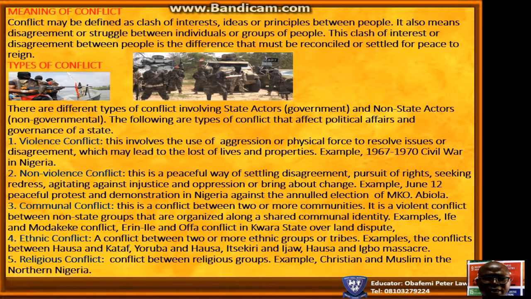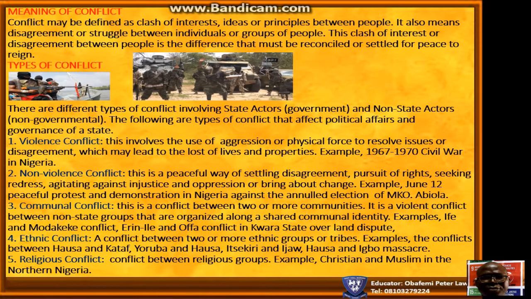But when this conflict is positive, it brings positive results. But when it is negative, as in when it is not appropriately managed, that's when it brings about destruction. And that's why we are looking at this topic that I have to re-emphasize again. So, it also means disagreement or struggle between individuals or groups of people.